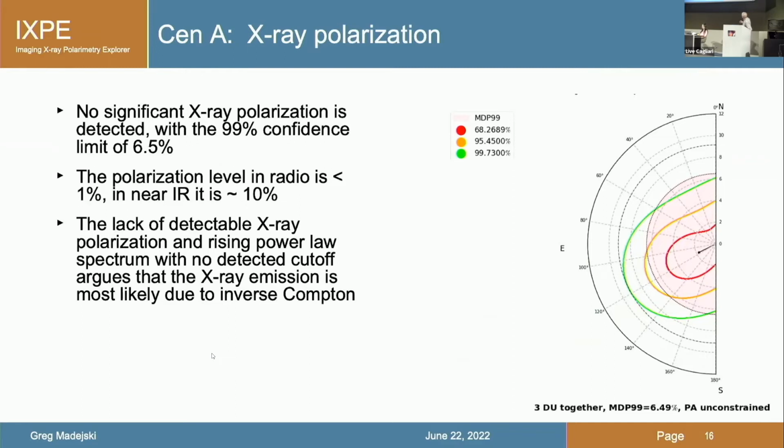So this is once again the indication that the polarization in the radio is about 1%. In the near infrared, which is where the synchrotron is probably less diluted by some kind of more diffuse emission, it is about 10%, and then there's no significant detection of polarization in the X-ray band.